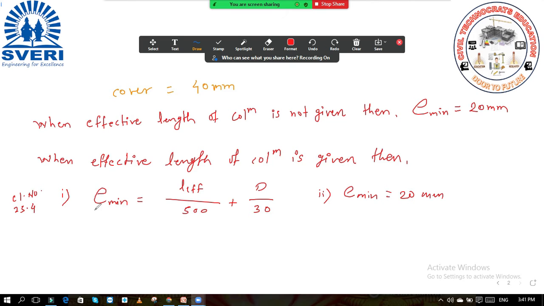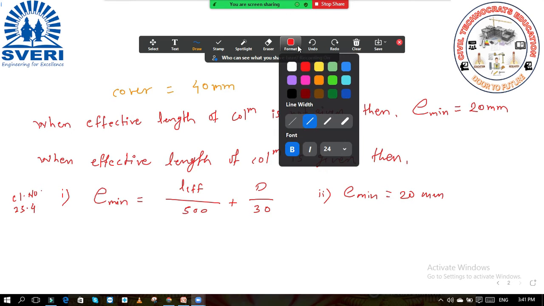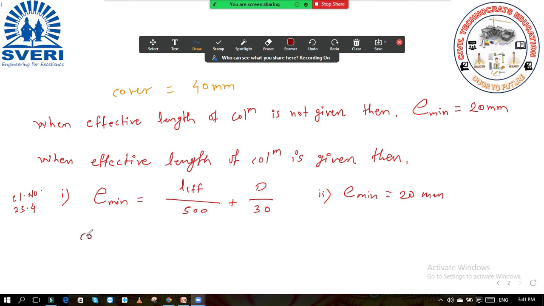So finally, for E minimum we will consider the greater value from 1 and 2. So in this case, when your effective length of the column is given, we are using this formula for E minimum, and we will consider the greater value for the E minimum.